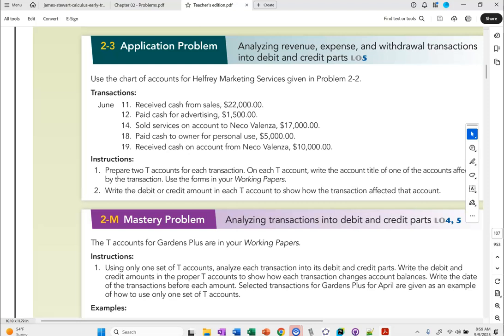June 18th, your accounts are Sawyer Health Free Drawing and cash. The drawing account is a debit, cash is a credit. And June 19th, your accounts are cash and accounts receivable. Cash is a debit, accounts receivable, credit. What was June 11th? June 11th, cash and sales. Cash is debit, sales is credit.